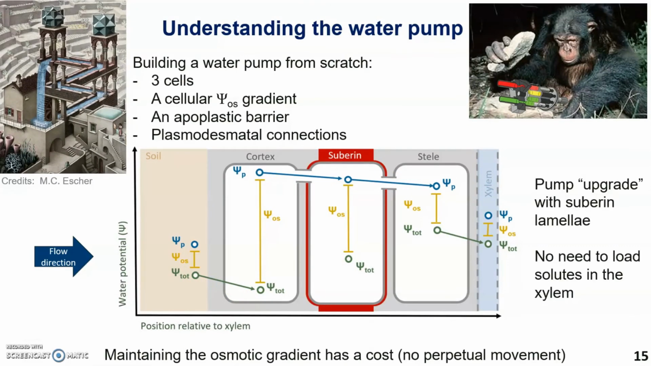From this point, how can we do better? Well, for instance, by adding a suberin layer on top of the endodermal membranes, because then that would block the backflow of water across those membranes.